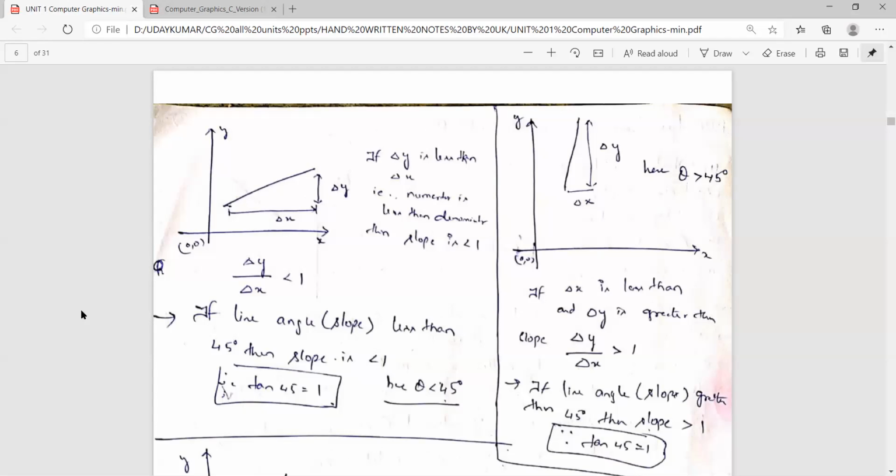So if it is less than 1, the line angle. So slope means what? What is the main definition of slope? It means the angle of the given straight line. At what angle? Based upon the origin. Based upon the origin, a straight line has an angle only, that is the slope, right? If the line angle is less than 45 degrees, then we can call it a slope less than 1. Simply you can say tan 45 equals 1, so if theta is less than 45.